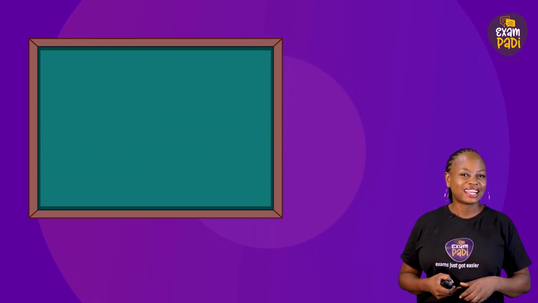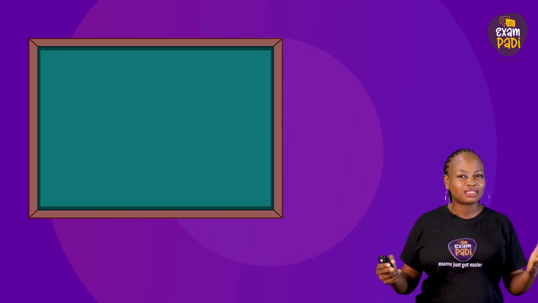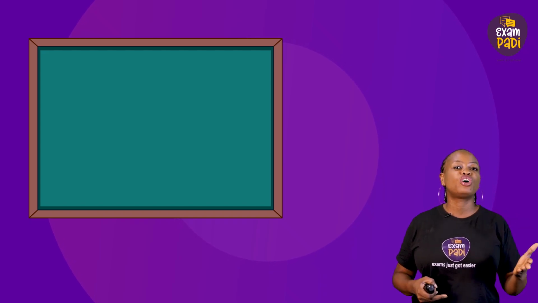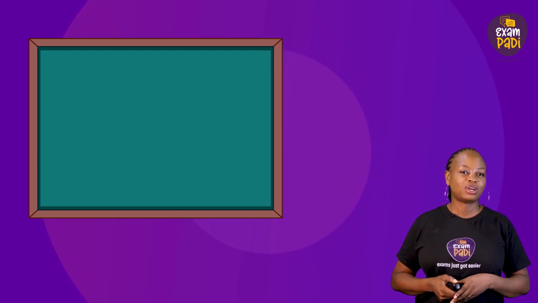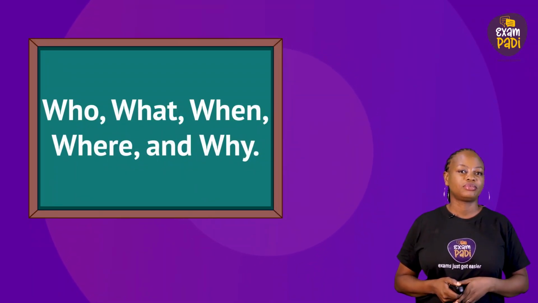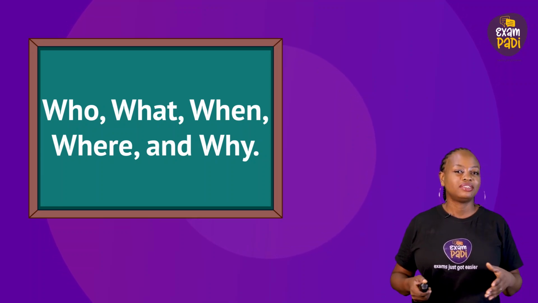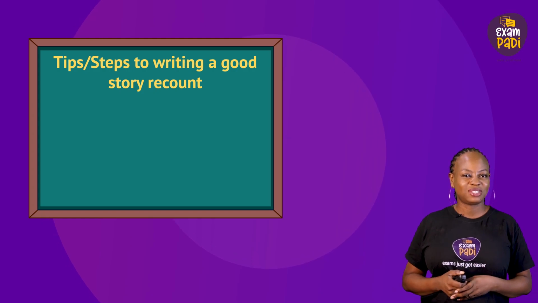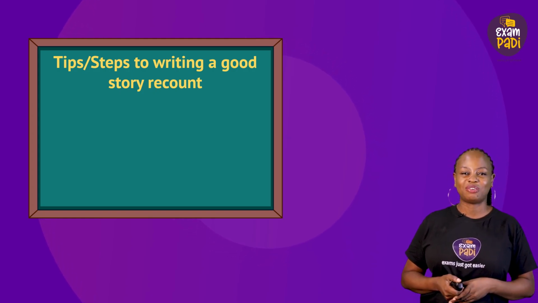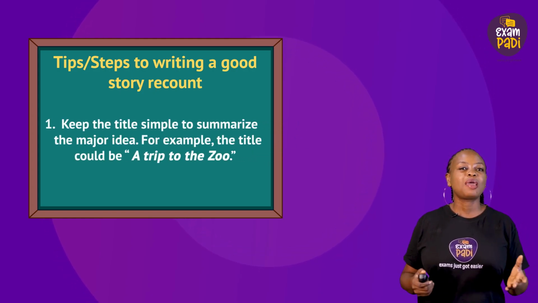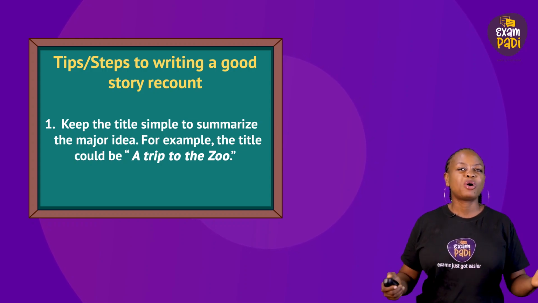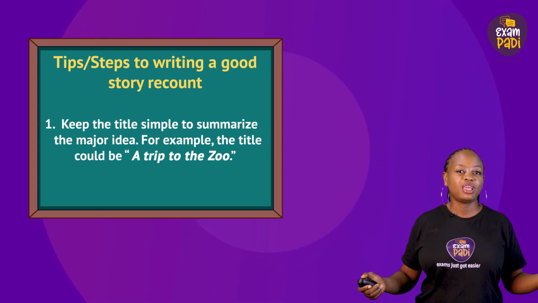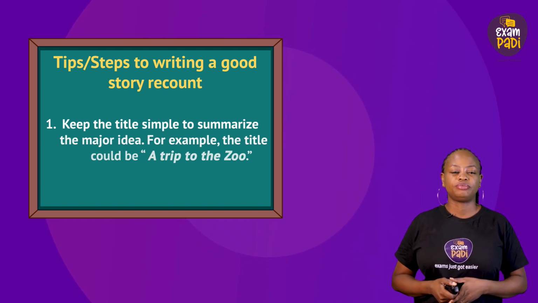And a valuable technique that contributes to the success of a recount story is addressing the following questions during the writing process. Who, what, when, where, and why. Now here are some tips to writing a good story recount. 1. Keep the title simple to summarize the major idea. For example, the title could be A Trip to the Zoo.